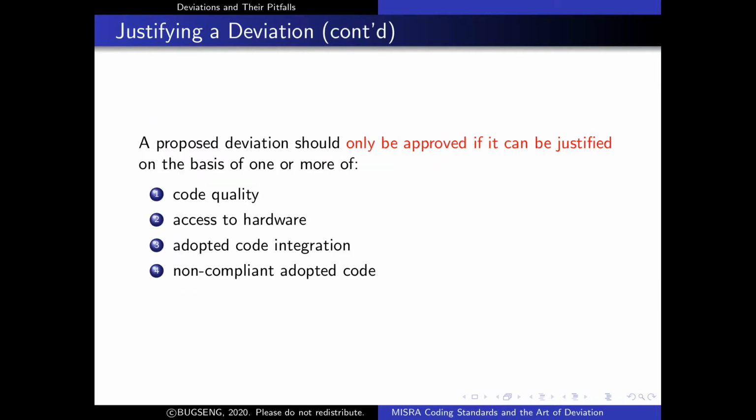A proposed deviation shall only be approved if it can be justified on the basis of one or more of the following: code quality, access to hardware, adopted code integration, and non-compliant adopted code. We will see examples of all these reasons that are said to be legitimate by MISRA to deviate.